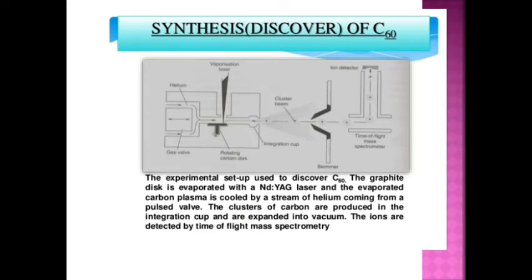Then synthesis of C60 fullerene. The experimental setup used to discover C60: the graphite disc is evaporated with a neodymium doped yttrium aluminum garnet laser and the evaporated carbon plasma is cooled by a stream of helium coming from a pulsed valve. The clusters of carbon are produced in the integration cup and are expanded into vacuum. The ions are detected by time of flight mass spectrometry.